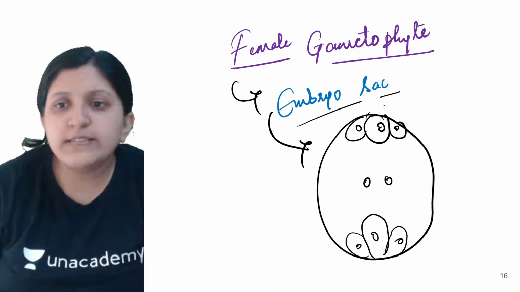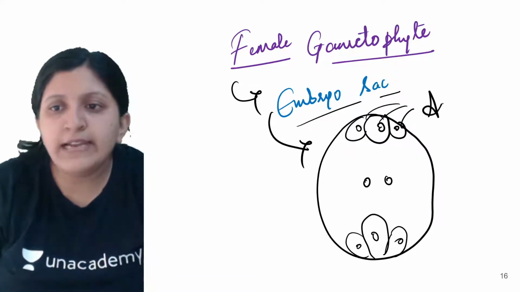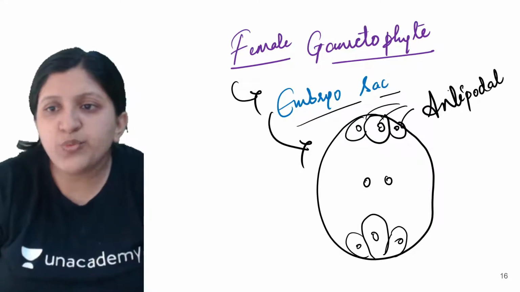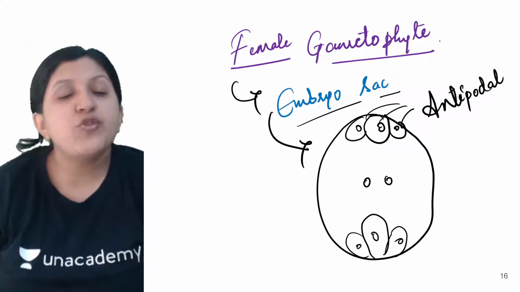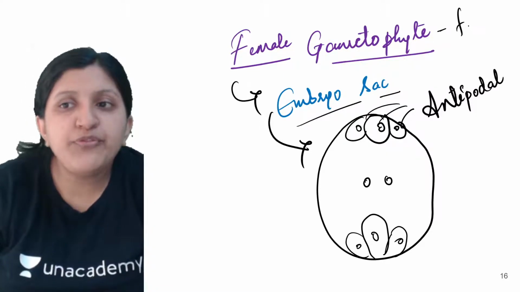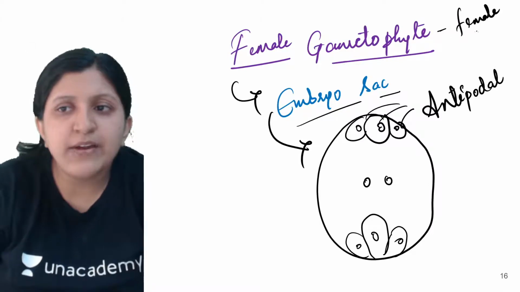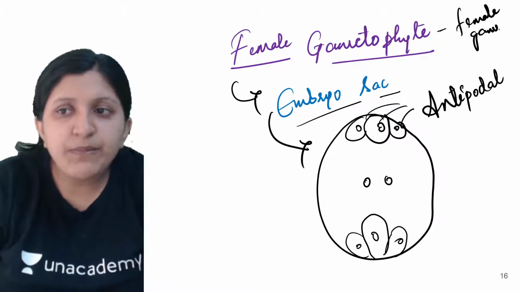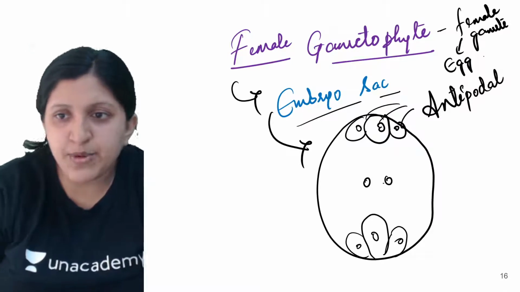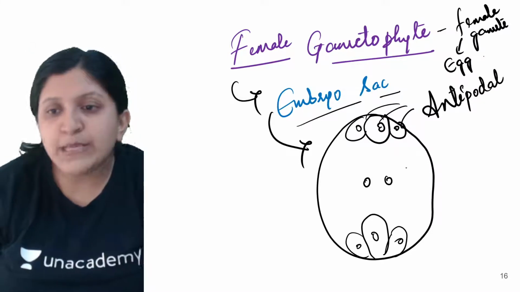So these three cells are antipodal cells. I'll just label this. This one is the antipodal cell. The female gametophyte, the embryo sac, will have a female gamete. So what is that female gamete? The female gamete is basically an egg present in this embryo sac. So these three are antipodal cells.